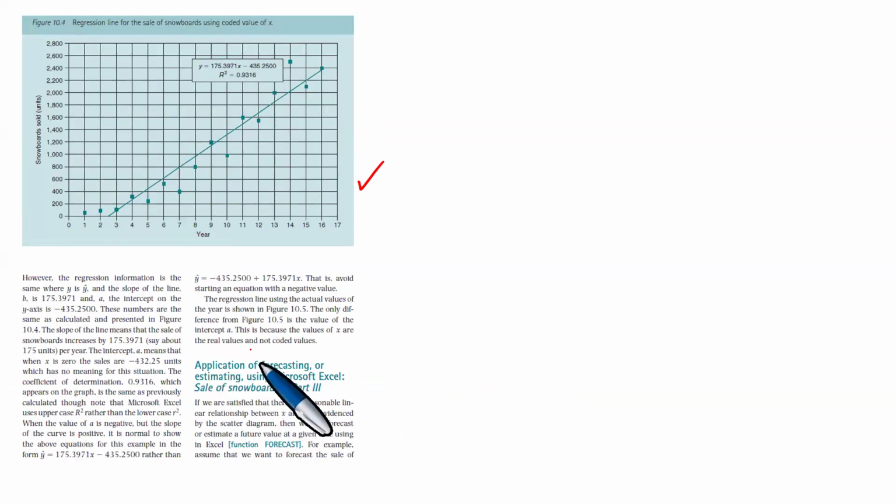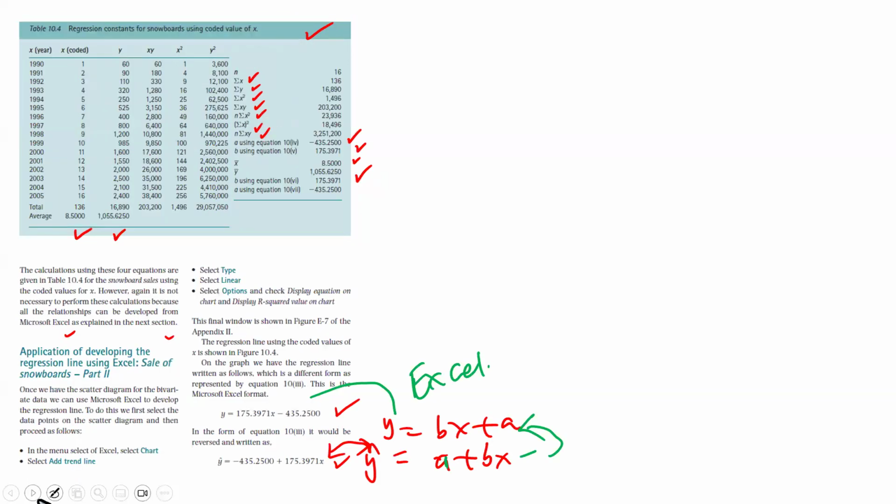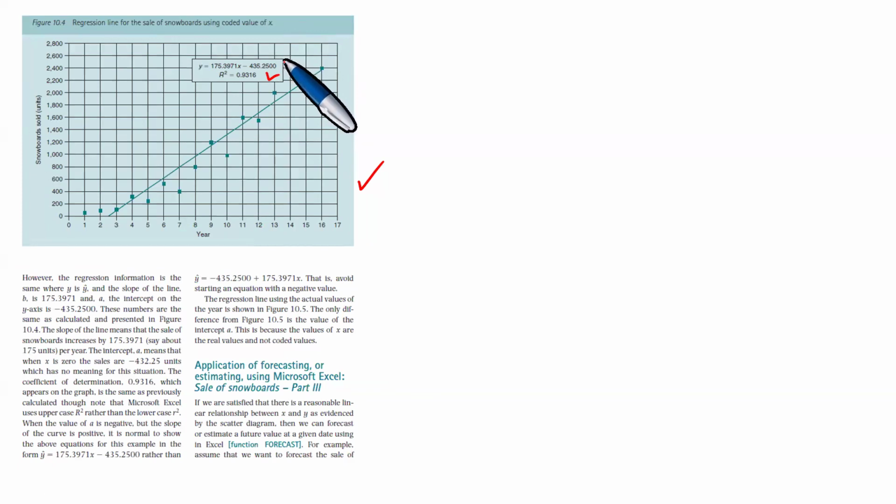Now, if we have the scatter diagram, we have the regression line for the sale of snowboards using the coded values of x. We're able to take a look at this and see the way it's written, and you can see that it has used the Microsoft Excel format of the x term first and then the constant, and therefore you have the coefficient of determination r squared. The regression line for the sale of snowboards has been drawn.